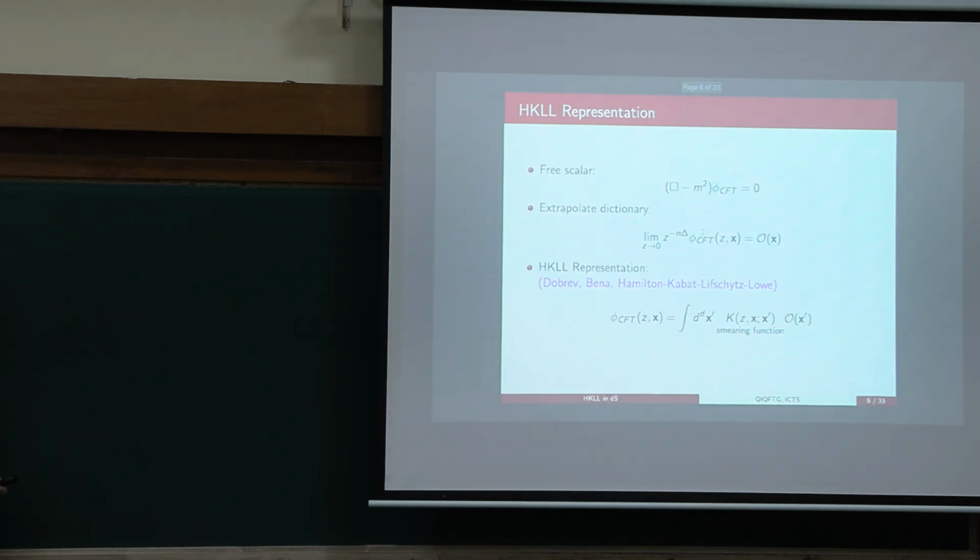Okay, so let's do this. So how does one find this phi_CFT? So the idea is that the phi_CFT should satisfy this equation. Basically, the phi_CFT should have a dependence on these coordinate labels z and x which is exactly the same as the bulk field phi. So it should satisfy the Klein-Gordon equation. We're doing it for a free scalar.